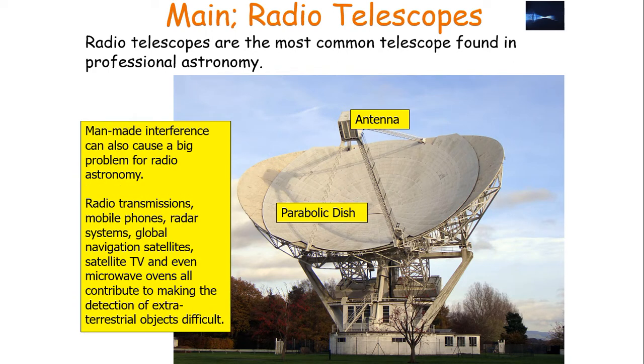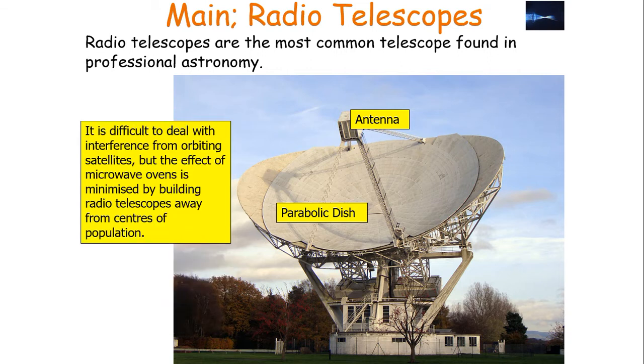Now, man-made interference can also be a big problem for radio astronomy. Now, radio transmissions, mobile phones, radar, global navigation systems, satellite TV, and even microwave ovens found in people's kitchens all contribute to making the detection of extraterrestrial radio-emitting objects very difficult.